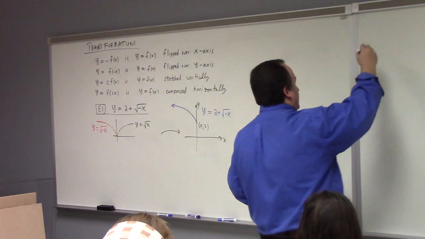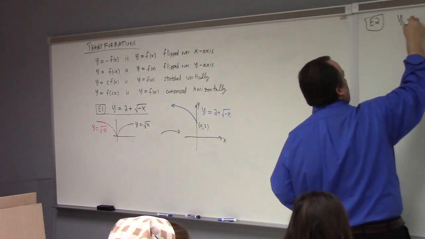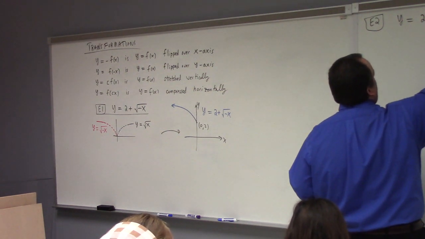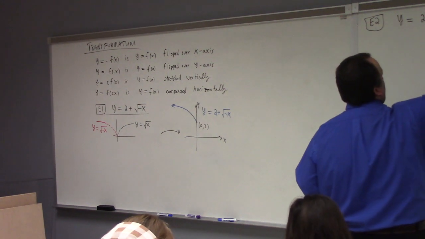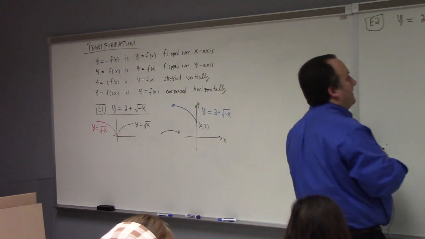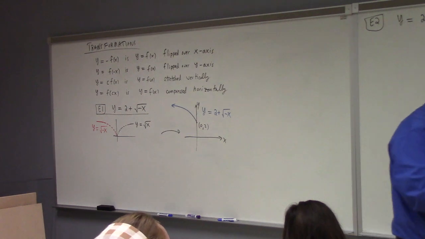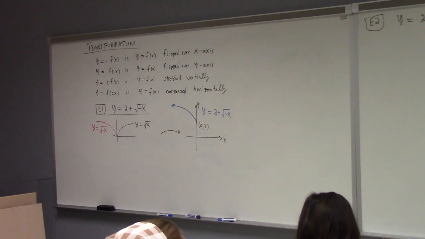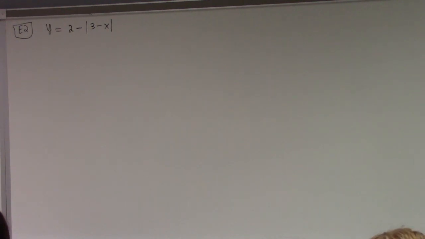So let me look at another one here. I'll make this one a little bit more complicated. Suppose we're looking at y equals 2 minus the absolute value of 3 minus x. Now, there's various ways to go about this one. What do you guys think I should do? What would you do? I would ask you guys, I guess.